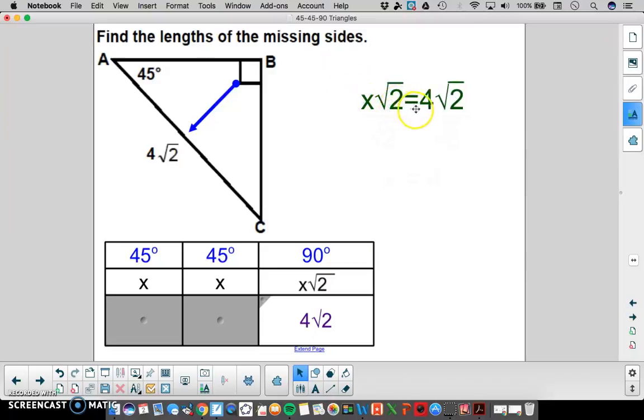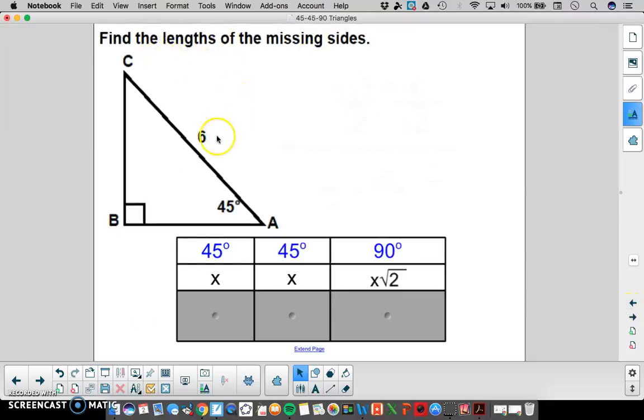x root 2 is equal to 4 root 2. In order to solve for x, I have to divide out the square root of 2 on both sides. They will reduce out, and I'm left with x equals 4. Therefore, each of my leg lengths have to be 4. Now, in the next example, you'll see why this little equation is very important.